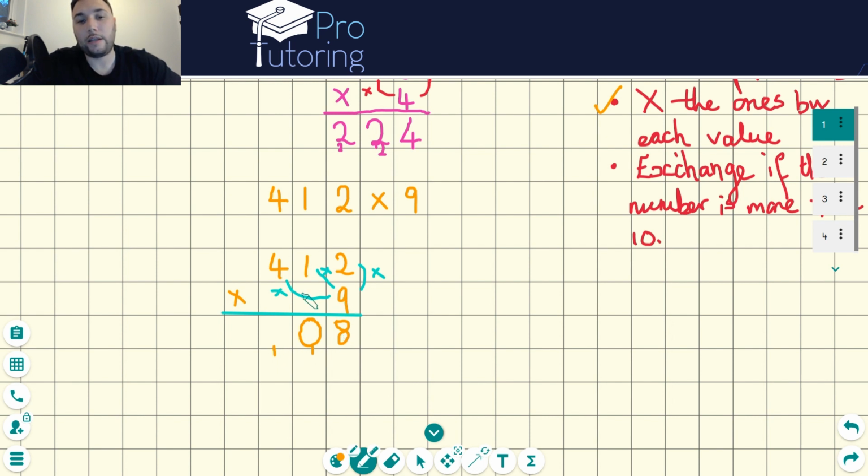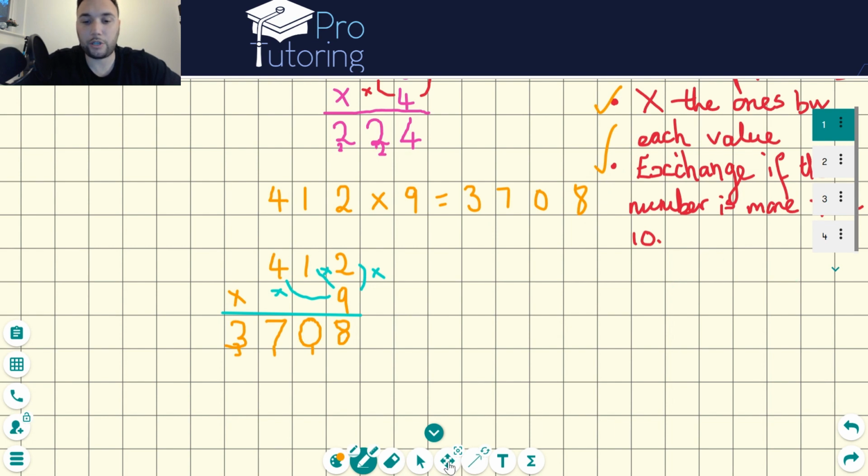Now I need to do 9 times 4. Well, 9 times 4 is 36. Plus 1, 37. So I'm going to do a 7 in here. Carry the 3, but because I'm doing no more calculations, you can just put it straight in. 37. So altogether we have 3,708. I did that last one.